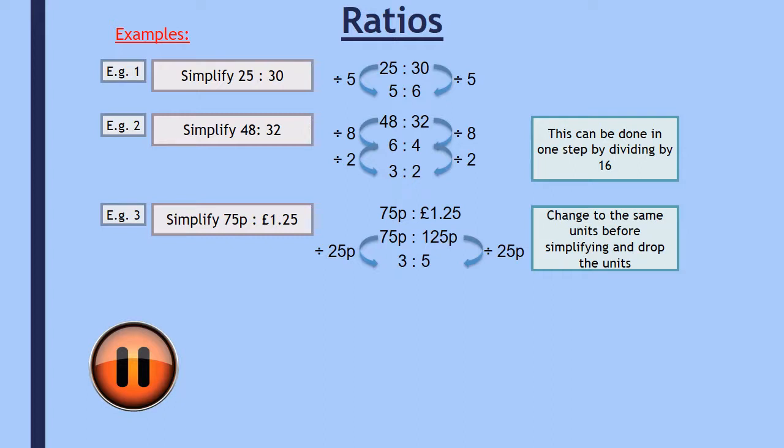So now we've done that. We've managed to get our answer. We've simplified it to 3 to 5. Can we simplify it any further? No, we cannot. So there are our answers. Well done if you managed to get those.